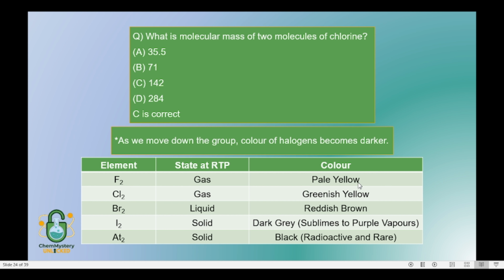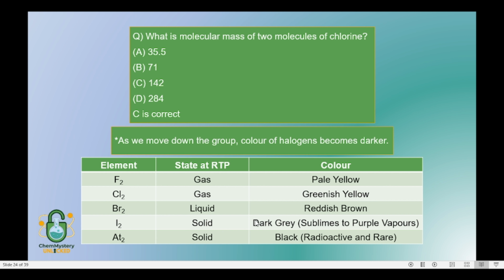Fluorine when it is gas, its color is pale yellow. Chlorine when it is gas, its color is greenish yellow. Bromine when it is liquid, its color is reddish brown. Iodine when it is solid, its color is dark gray. Astatine when it is solid, its color is black. So you can see the color is getting darker down the group.